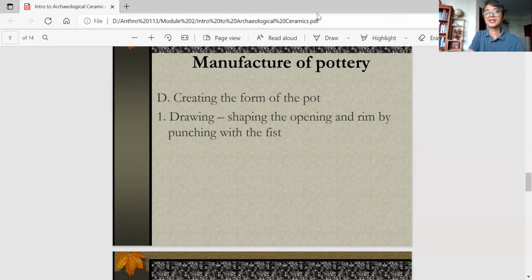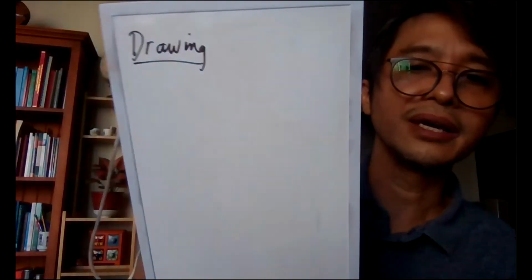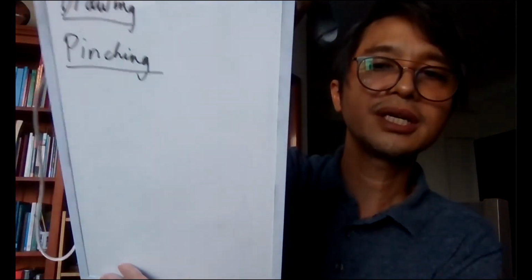Okay, so i-stop ko muna yung screen share. Susulat ko na lang. So manufacture. First we have drawing. Drawing, okay? Punching with fist and then pinching. Pinching. Ano ang ginagawa sa pinching? I pinch parts of it so that it could assume the form of a vessel, no? Halimbawa yung rim, no?